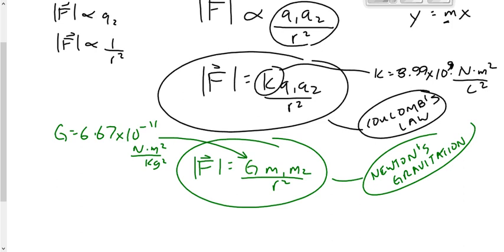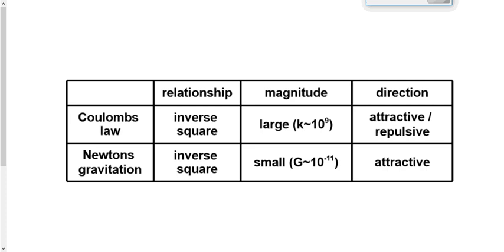So it's a different equation, right? It's a different constant. We're talking about M1 and M2 rather than Q1 and Q2, but clearly there's something there, right? Some relationship there because the structure of the equation is identical. And it's going to happen a few times through this unit where we're going to notice a lot of similarities between electricity and gravity.